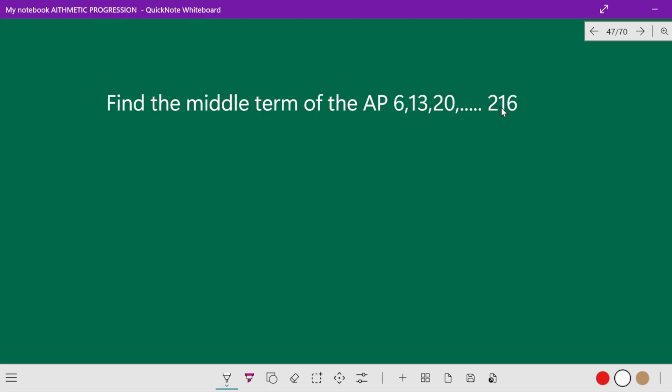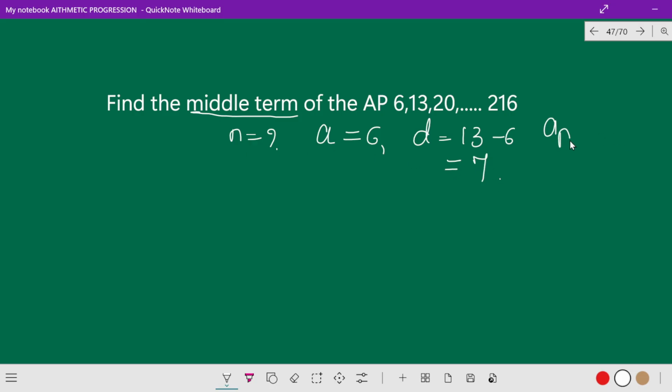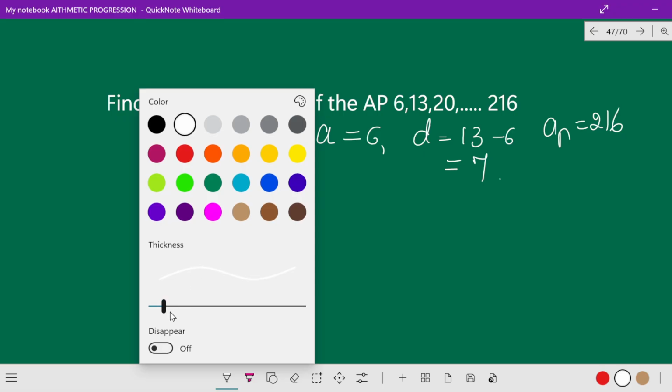Find the middle term of the AP. Middle term means we have to find the n. So what is n? We don't know. According to the AP, we have a equal to 6, d equal to 13 minus 6, which is 7. The last term, an, is equal to 216. So we get the answer here.